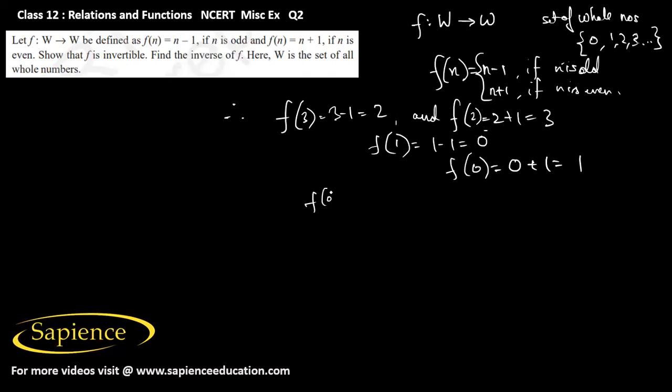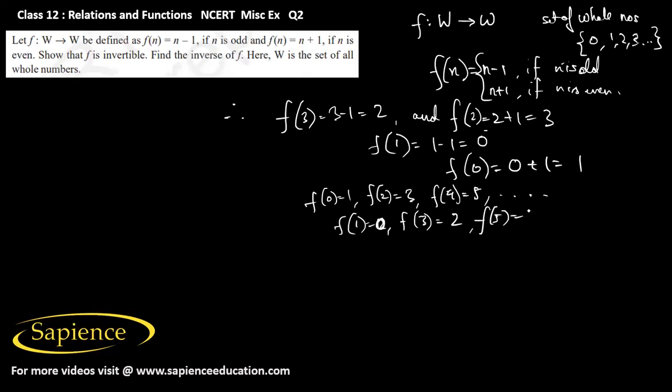So therefore, f of 0 will be 1, f of 2 will be 3, and f of 4 will be 5, etc. And then, sorry, f of 1 will be equal to 0, f of 3 will be equal to 2, f of 5 will be equal to 4, etc. So therefore here we can see that it is one-one. Therefore the function f is one-one.